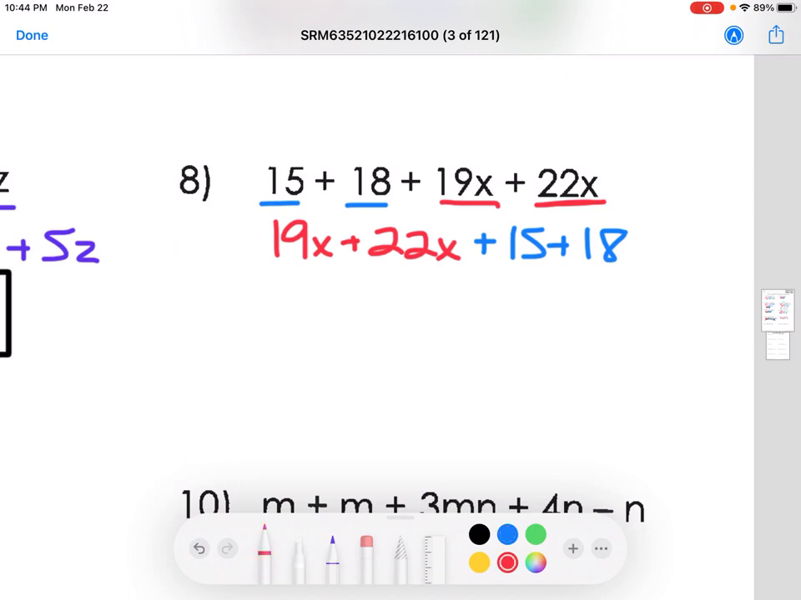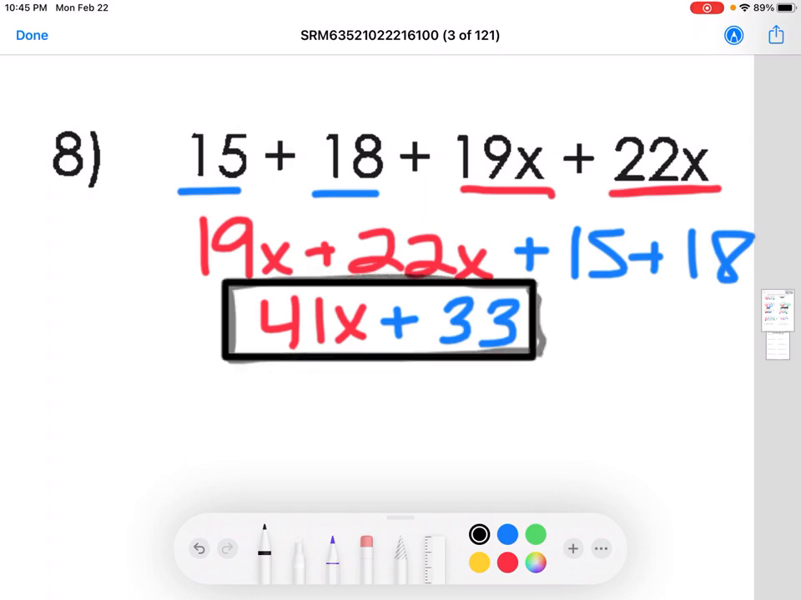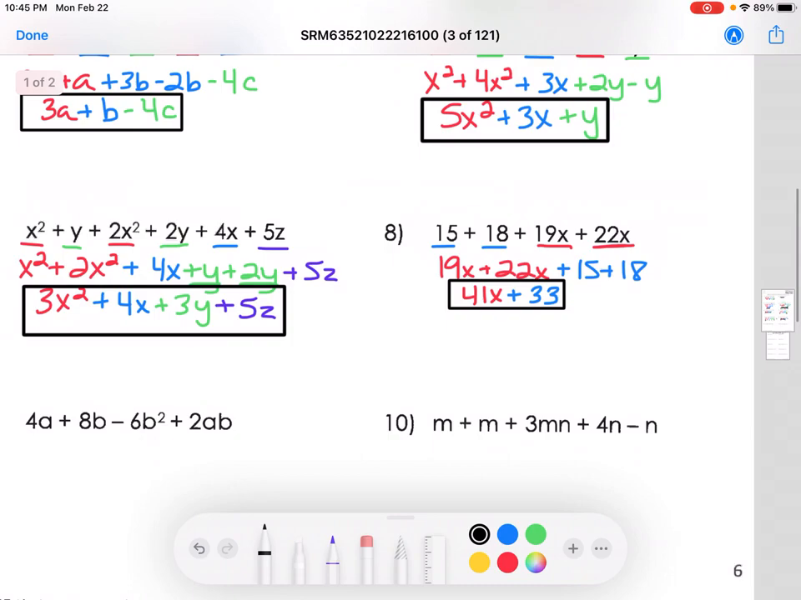So 19 times x plus 22 times x, which is 41x. And then 15 plus 18, which will be 33. So I can't combine an x and a number, because those are two different terms. So 41x plus 33 would be my simplified expression.